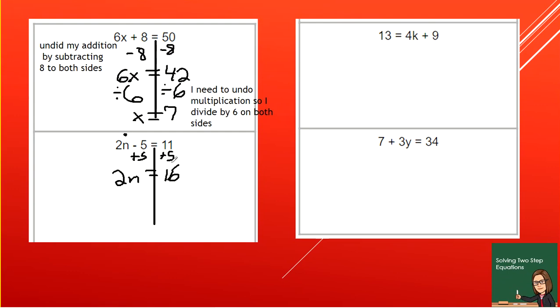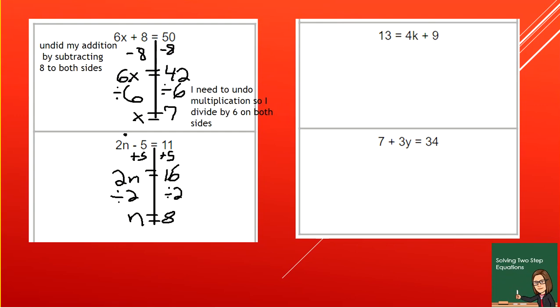Now I need to undo the multiplication or division. There's no sign between the 2 and the n. So since there's no sign, it's multiplication. So I'm going to divide both sides by 2. And I'm going to get n equals 8. There we go. That's it.